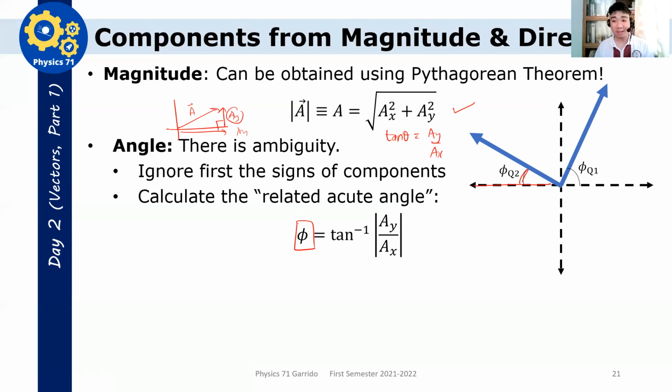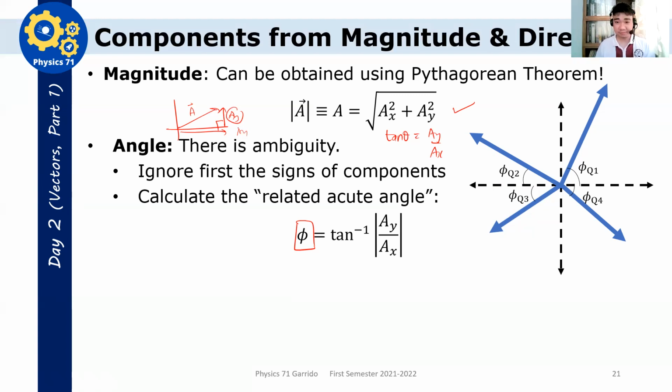Okay? For quadrant 3, ganun din. The angle with respect to the negative x-axis. And for quadrant 4, the angle with respect to, again, positive x-axis. So you expect that the related acute angle is only from 0 to 90 degrees. So, ganun lang dapat yung sign niyan. Okay? This is from 0 to 90 degrees.